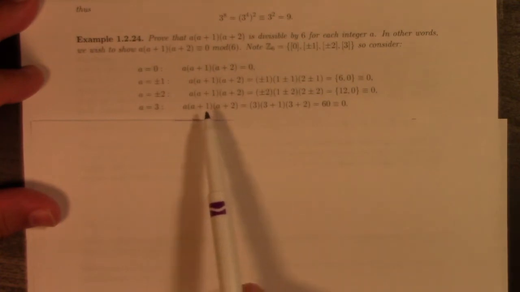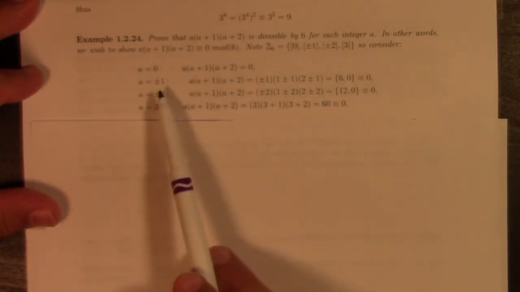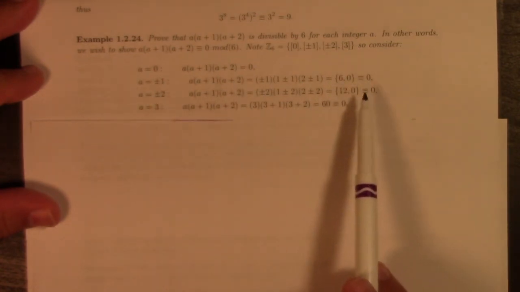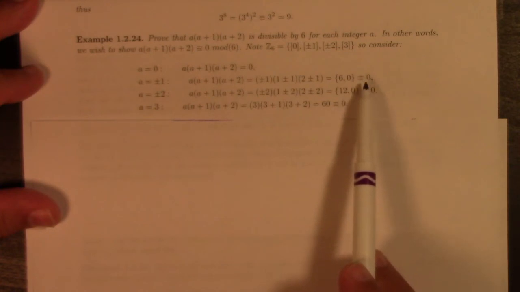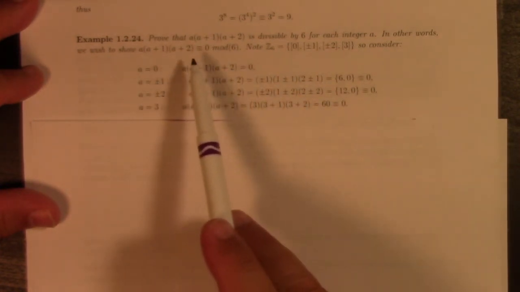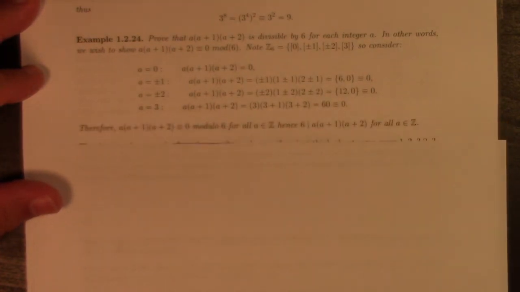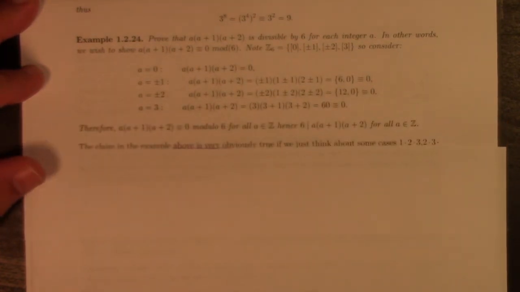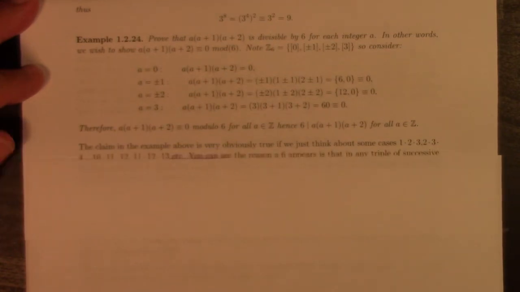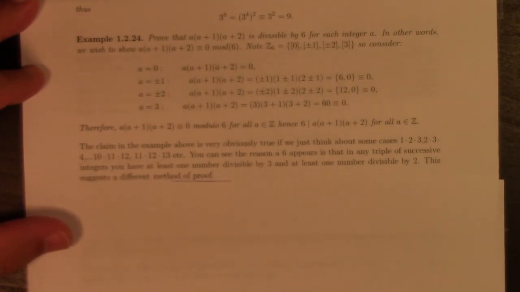You get 60, which is congruent to 0 mod 6. And then for the plus or minus cases, depending whether you check plus or minus, you either get 6 or 0 or 12 or 0, both of which are congruent to 0. So in every case, this expression works out to 0 mod 6, which shows you indeed the product of three consecutive integers is in fact divisible by 6 for any integer a. Now if you just start thinking about numbers, that's kind of not that surprising, right?